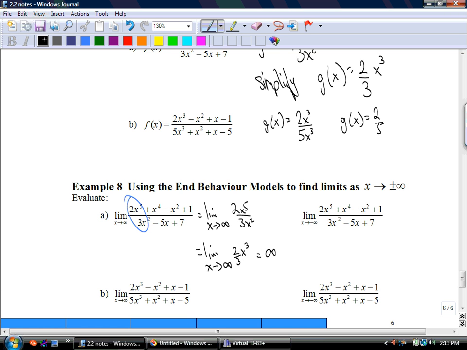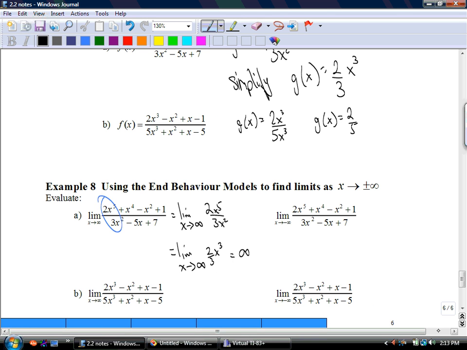Okay, do the same thing for the left-hand side. Limit as x approaches negative infinity. Do you get the same answer? Careful. Okay, that matches. What's negative infinity cubed? Negative infinity times 2/3 is negative infinity. Okay, now what is this telling you?